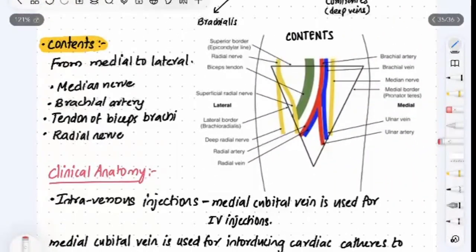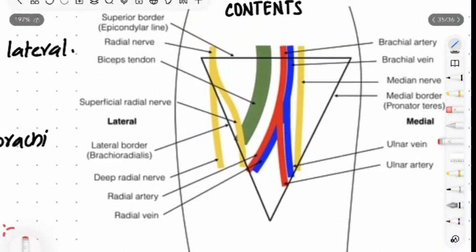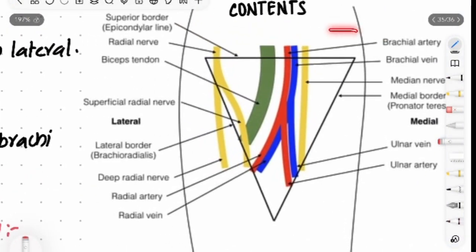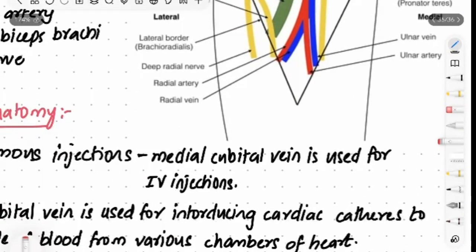Now, what are the contents of cubital fossa? The contents of cubital fossa from medial to lateral are median nerve, brachial artery, tendon of biceps brachii, and radial nerve. So here we have from medial to lateral the median nerve, the brachial artery, the biceps tendon, and the radial nerve. So these are the contents of cubital fossa.